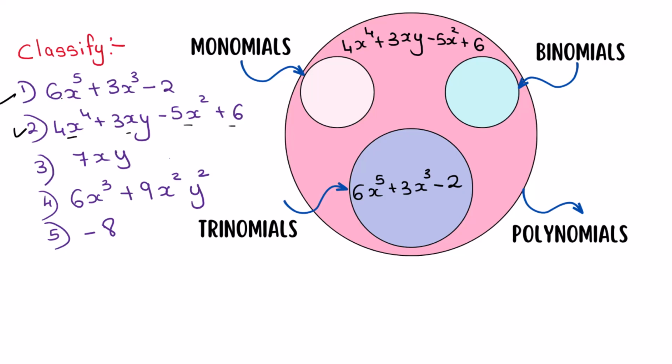In question number 3, there is only one term, which is 7xy. It is a monomial. In question number 4, we can see that there are 2 terms, 6x cube and 9x squared y squared. It is a binomial. Lastly, it is minus 8. Minus 8 is one term. It is termed a monomial. Remember, for expressions with more than 3 terms, we have no name, and so we call them polynomials.